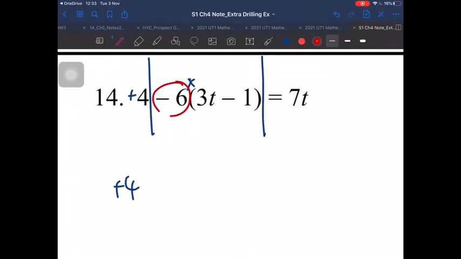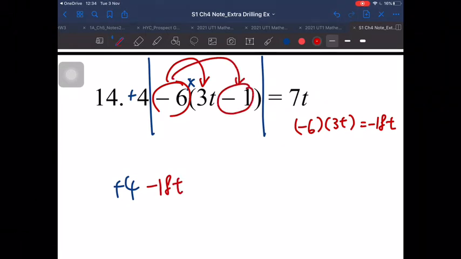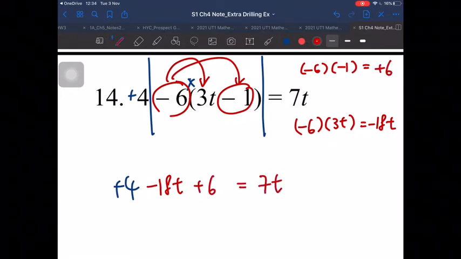Next, it will be negative 6 times 3t. So negative 6 times 3t. Negative times positive, it should be negative 6 times 3, that means 18t. So negative 18t. Next, negative 6 times negative 1. Negative 6 times negative 1, that means negative will become positive. So positive 6. So positive 6 here equal to 7t.